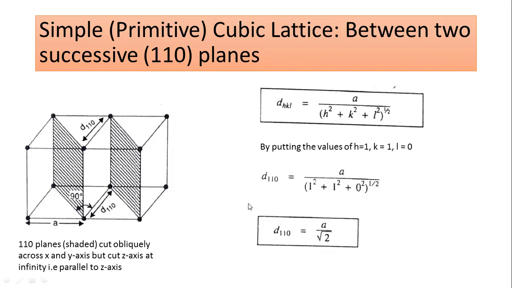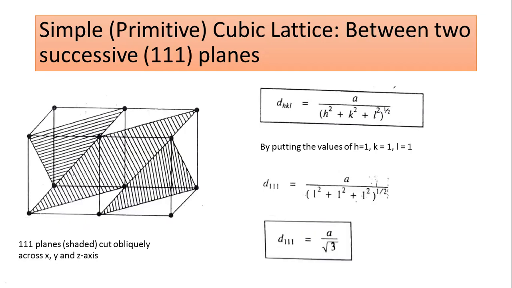And in a similar way, if you know the value of a, that means the intercept along the x-axis, you just put the value over here, this will remain the constant, and you will get the value for the 110 plane. And this is the interplanar separation of the plane 110, how one 110 plane is separated from another 110 plane.